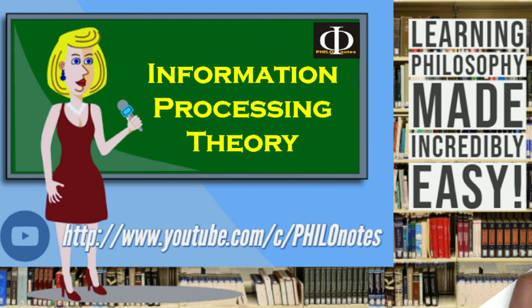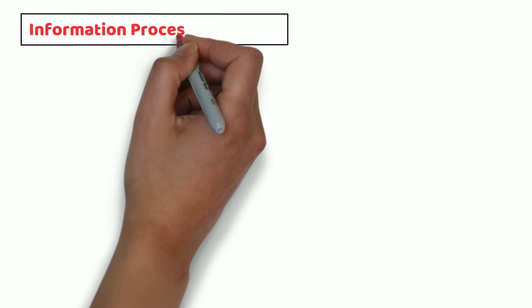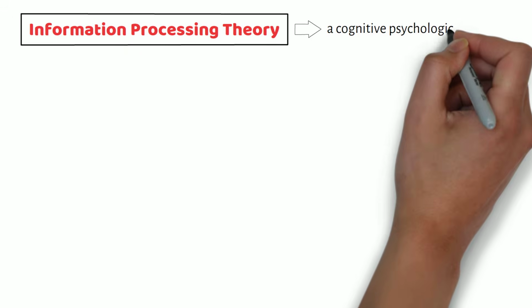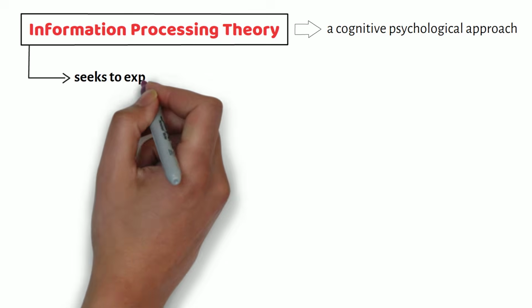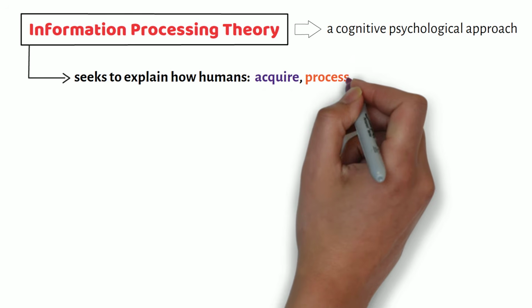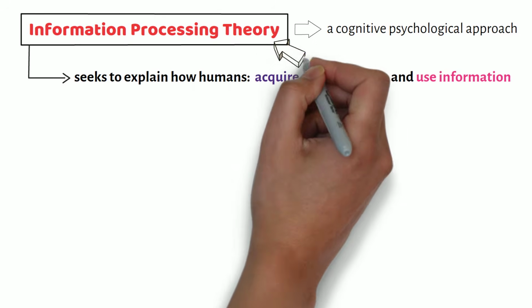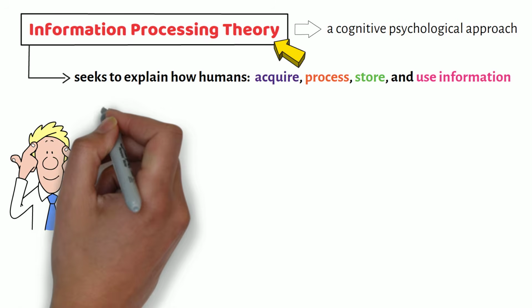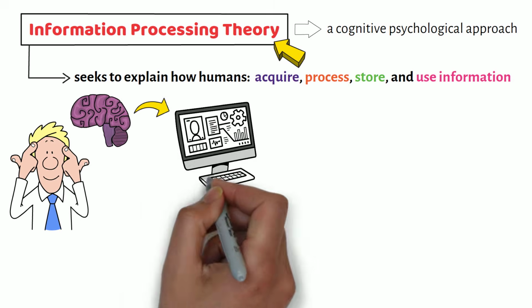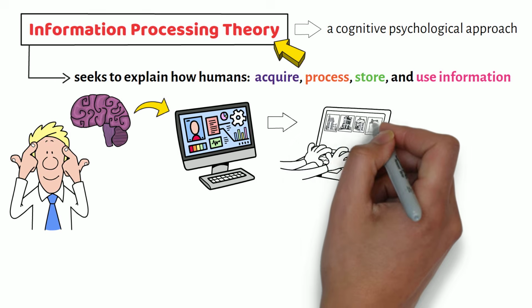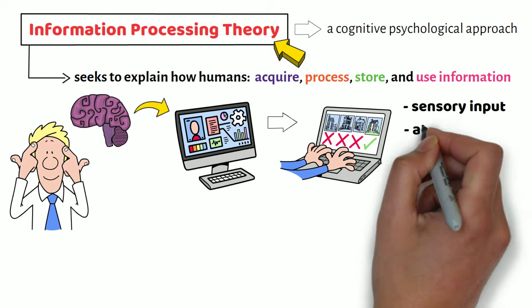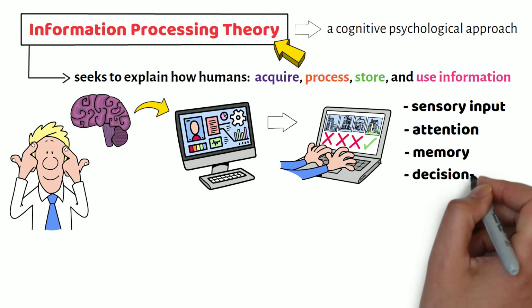What is information processing theory? Information processing theory is a cognitive psychological approach that seeks to explain how humans acquire, process, store, and use information. This theory suggests that the human mind operates like a computer, processing information through a series of stages that involve sensory input, attention, memory, and decision-making.